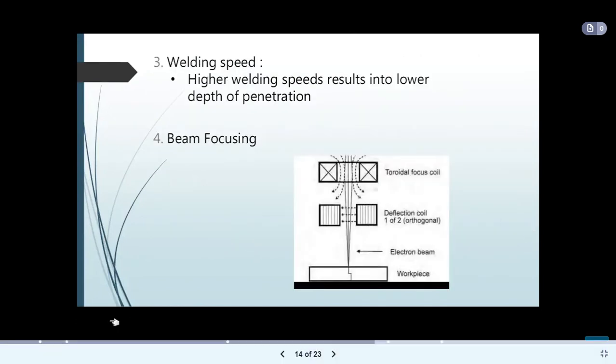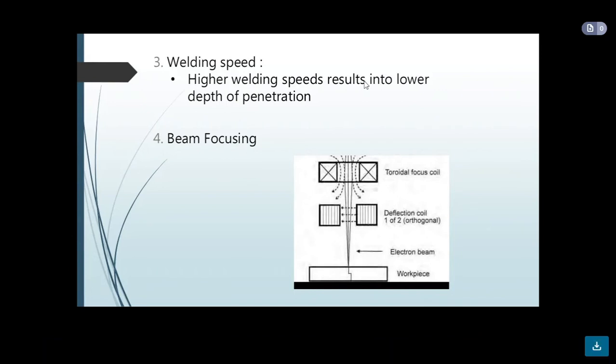The next one is the welding speed. Higher welding speed results in a lower depth of penetration. As the welding speed is high, the electron beam will penetrate to a lower depth, and as the speed is low, the depth of penetration will be high. So this is the relation between the welding speed and the penetration.